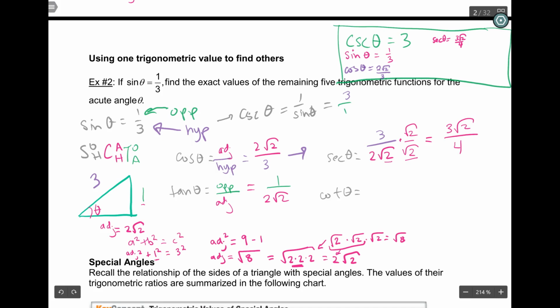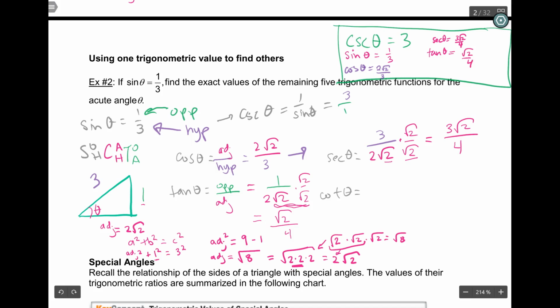Cool. Once again, I don't really like leaving the radical in the bottom. So, I wrote a little too big. So it's multiplied by square root 2 over square root 2. Holy cow, that was ugly. Okay. So here, tangent of theta is 1 times square root 2, which is just square root 2, over 2 times 2, because square root of 2 times square root of 2 is equal to 2, so 2 times 2 is 4. Square root of 2 over 4. So tangent of theta is equal to square root of 2 over 4.